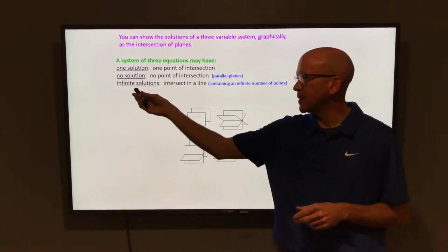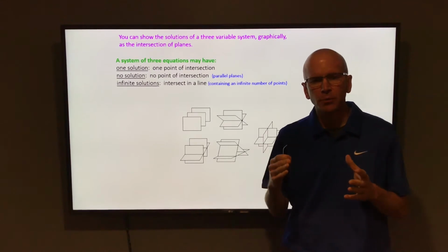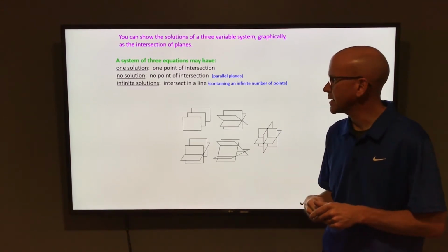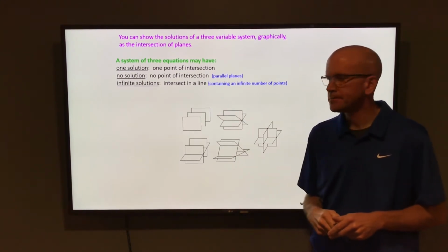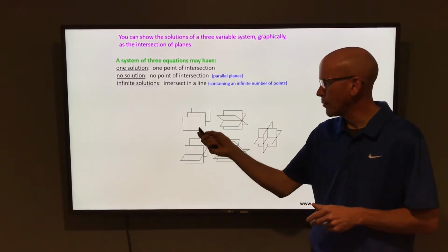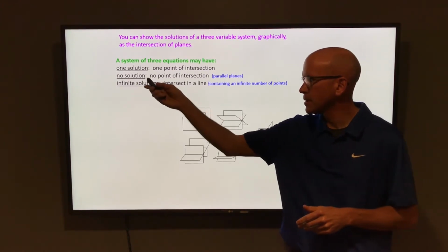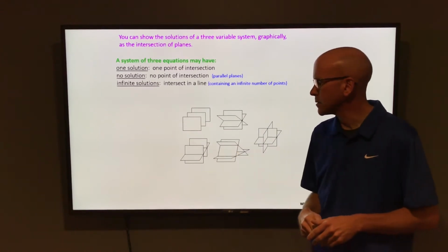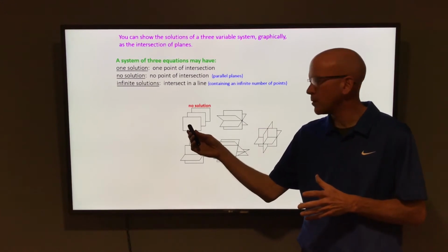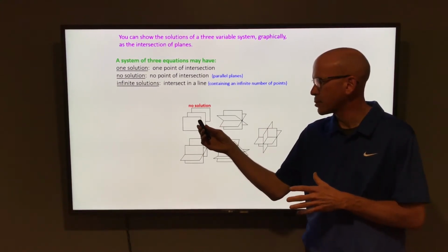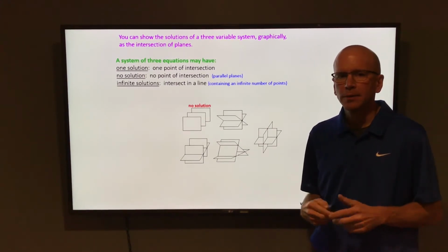Or you could have infinite solutions, where they intersect in a line. So if you have 3 planes, or imagine 3 sheets of paper all intersecting in a line, they would contain an infinite number of intersecting points. So with these examples here, we're going to go around and tell whether these examples have one solution, no solution, or infinite solutions. So that first one, imagine 3 sheets of paper not intersecting at all, 3 planes that do not intersect. There would be no solution. They have no point or points of intersection.